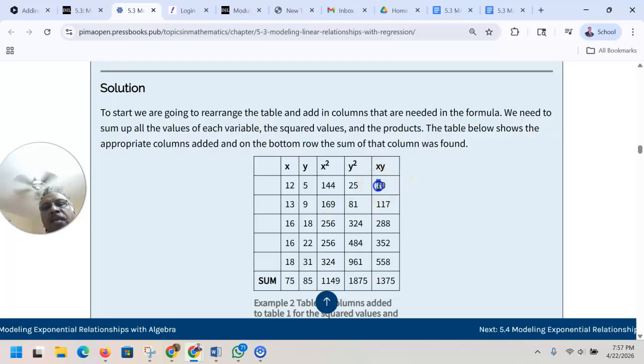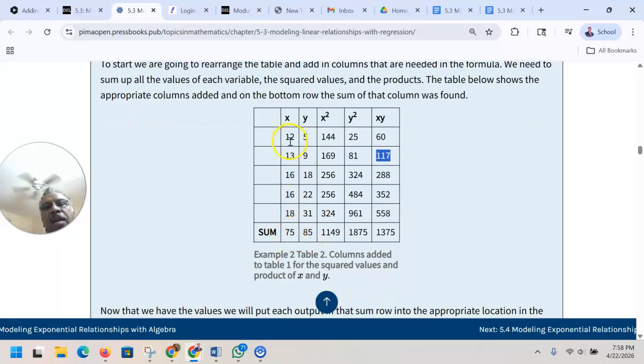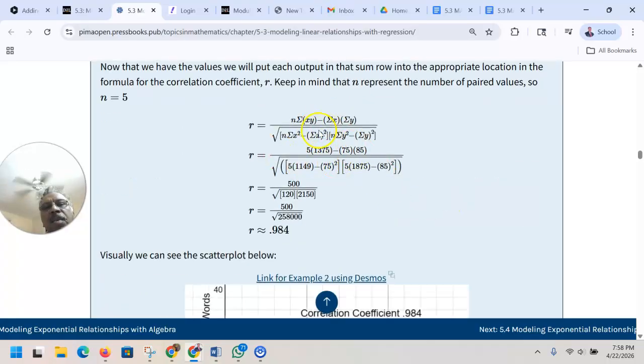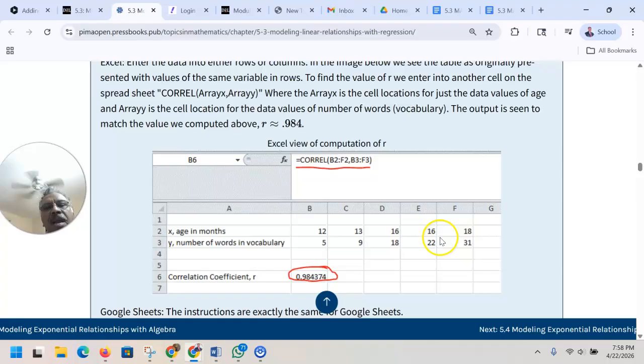And how did we get this 60? By multiplying the x and y. So this two you multiply, you get 60. This 13 times 9, you get 117. And then the bottom piece is the sum. The sum is you're adding all of these, also this. And then you put it in the formula, look at this. So you replace all this adding thing and get that. But we will use our calculator and directly show. Let me show this.